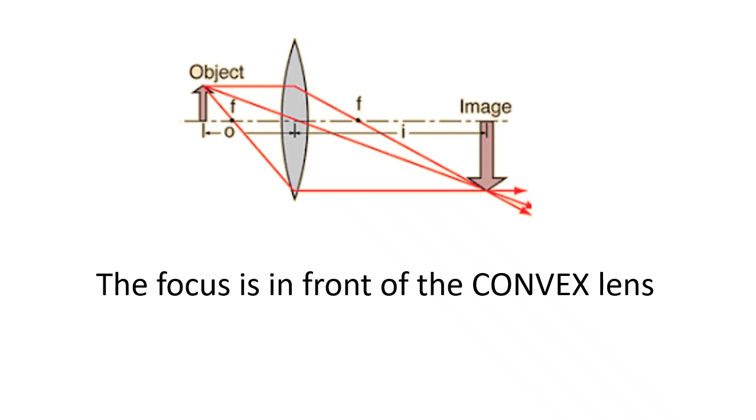Okay, so here the focus is in front of the convex lens. So this is convex. The focus is here, and the image is upside down but real.